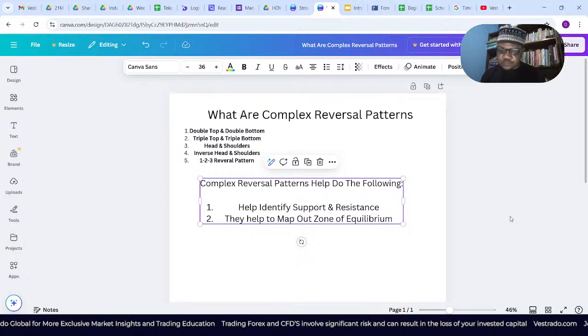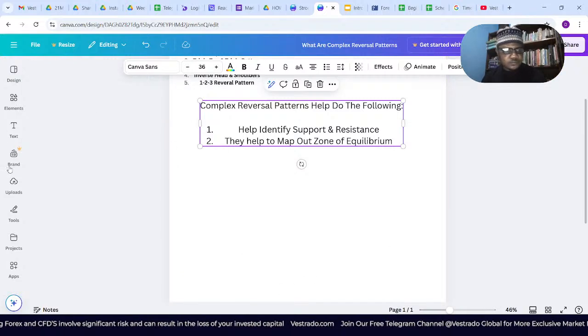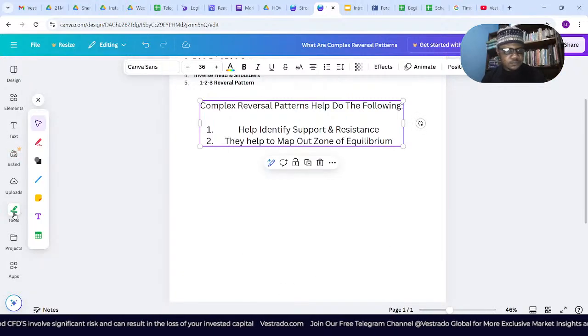It's not magic. You see, the charts always tell us a story. What's left for us to do is to try to identify what stories the charts are trying to tell us. Now, let's use the double top and the double bottom as an example.